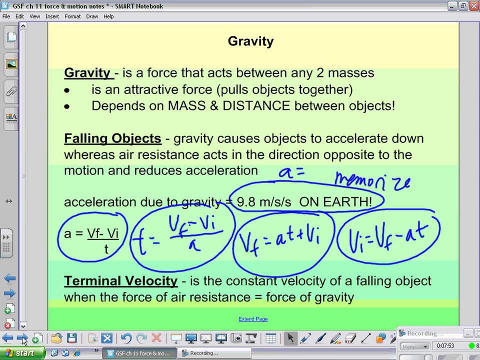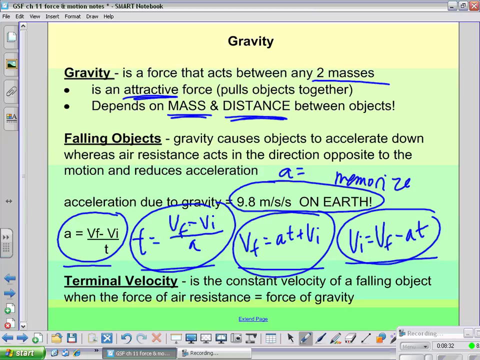The last thing I want to talk about today, and this is what we'll work on in class a little bit tomorrow, is gravity. We talked about gravity last chapter. Gravity is just a force that acts between any two masses. It's an attractive force, meaning that things are pulled together. And gravity depends on two things, mass and distance. The bigger the mass, the stronger the gravitational attraction, and the closer the distance, the stronger the gravity. There's actually a formula you'll do in physics we won't do now. So we used these acceleration formulas last chapter when we talked about a car accelerating from 0 to 60 in 2 seconds or whatever.